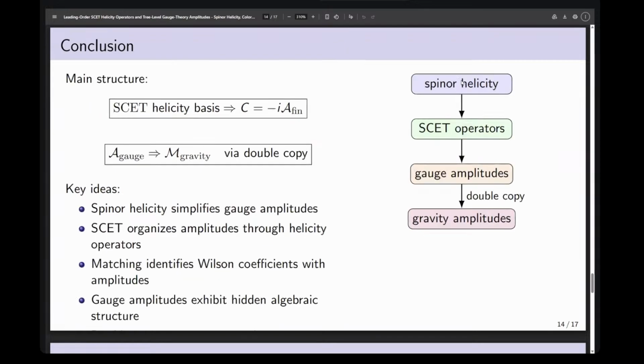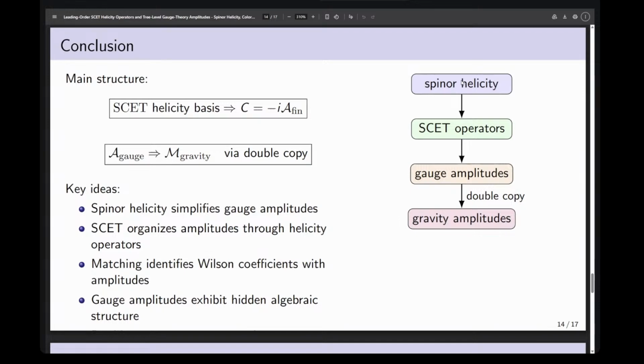So let me summarize everything here. In summary, spinor helicity methods allow gauge theory amplitudes to be written in an extremely compact and elegant form, while SCET organizes this amplitude systematically through helicity operators and matching relations. The central result is that the Wilson coefficients of SCET are directly related by matching relations to finite QCD helicity amplitudes, and these amplitudes furthermore exhibit hidden algebraic structures such as color-kinematics duality, which ultimately connects gauge theory to gravity and the double copy construction.